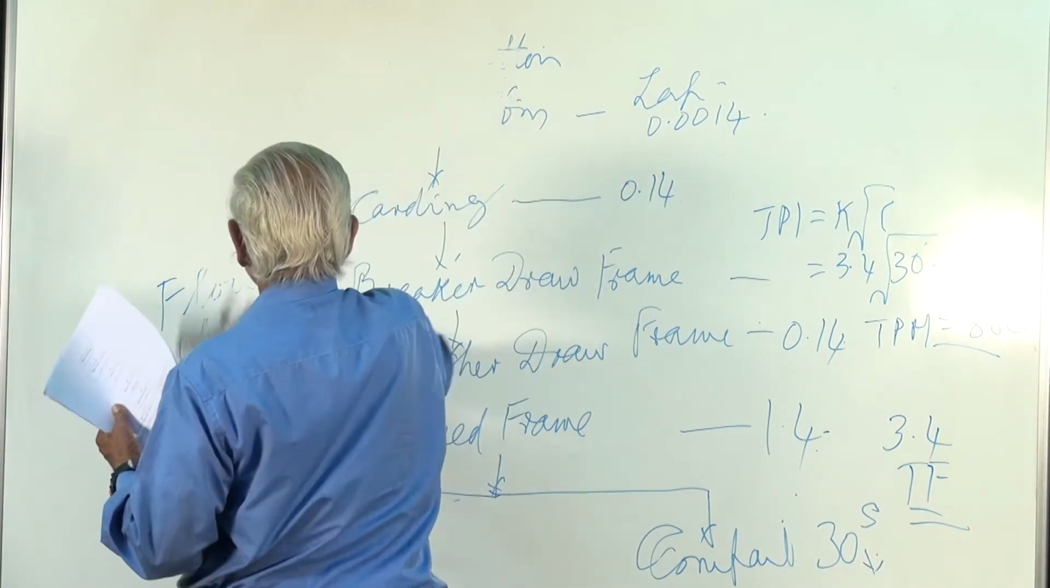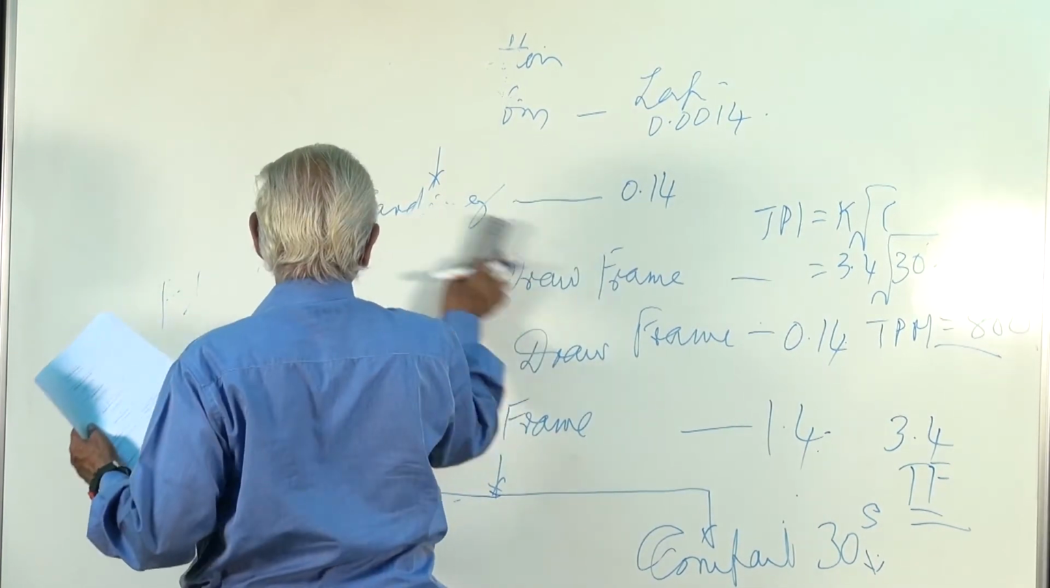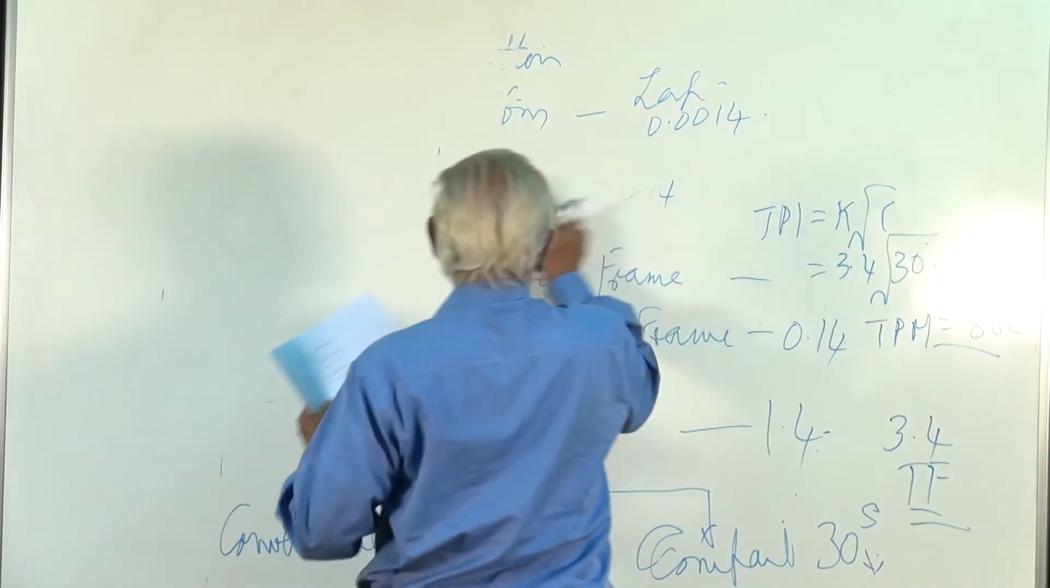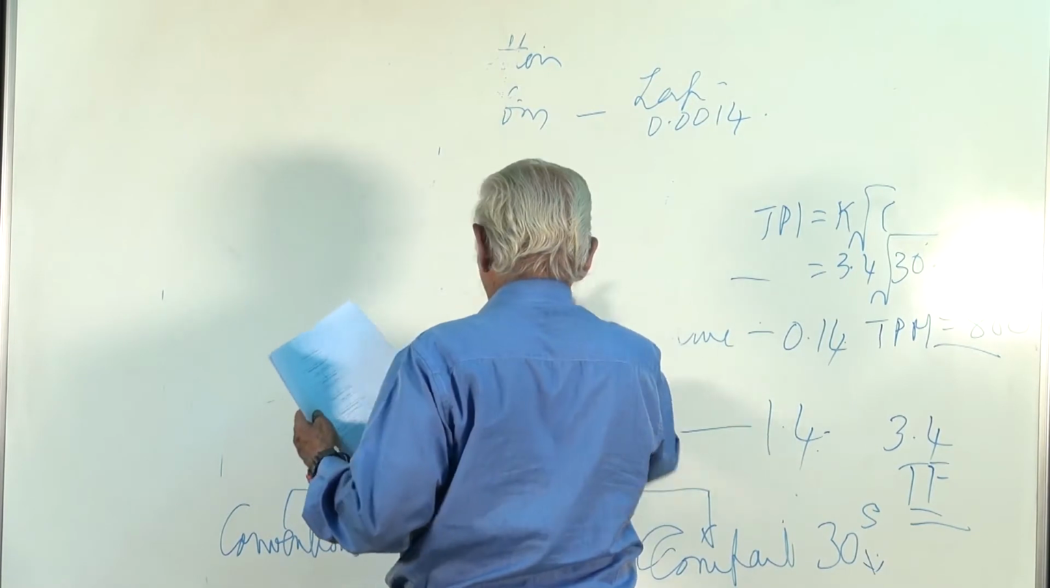So depending on their quality and the type of machinery they have, all these are being set. Now let us have a look at the speeds of the machine approximately.